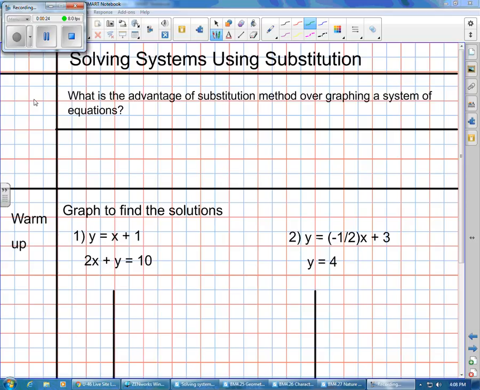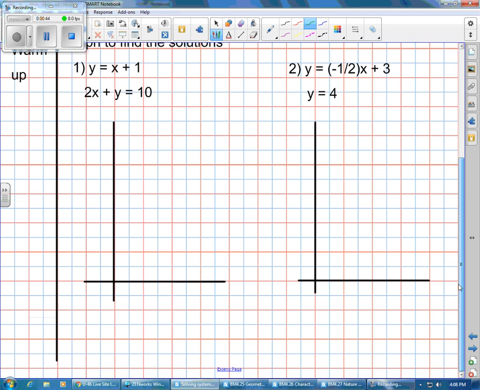We are stepping out of the Eureka materials just for the next week or so, looking at substitution and elimination using some different resources. Okay, so your essential question: what is the advantage of substitution method over graphing a system of equations? And you should be on page 1 of the supplemental materials.